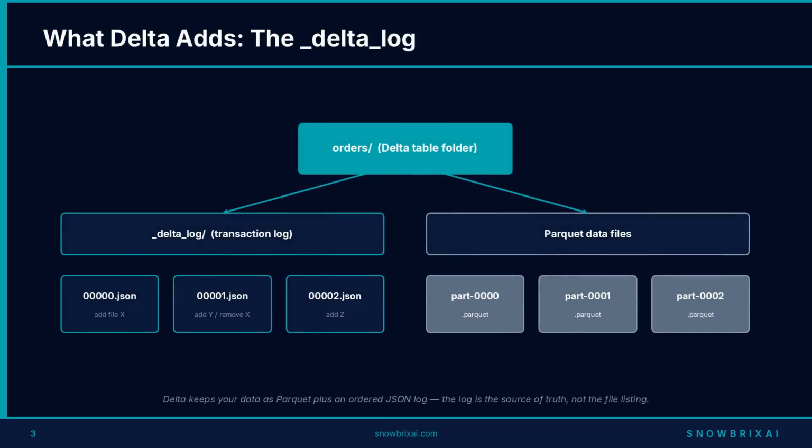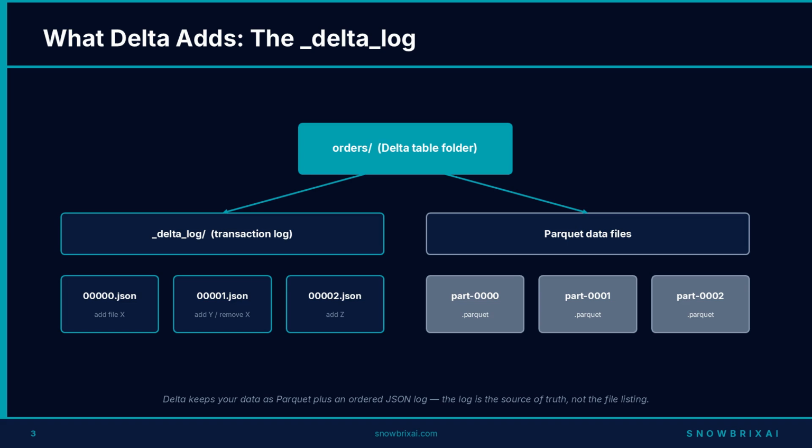So how does Delta close that gap? Your data still lives as plain Parquet files. Nothing exotic there. But Delta adds one extra folder beside them called the Delta log. Every single change appends a small JSON commit. That commit records exactly which files were added and which were removed.